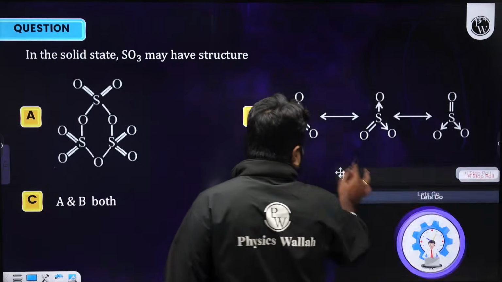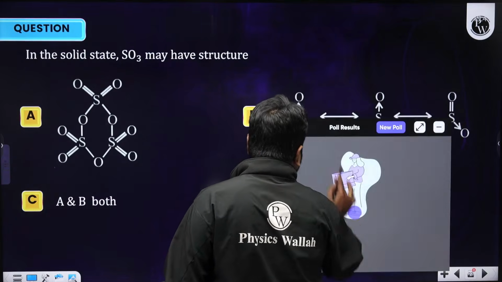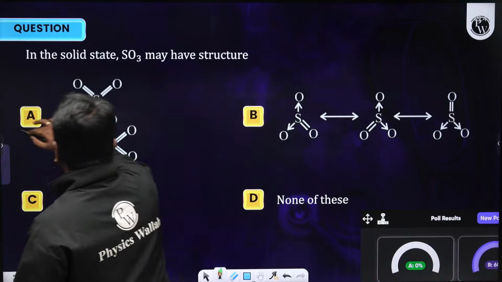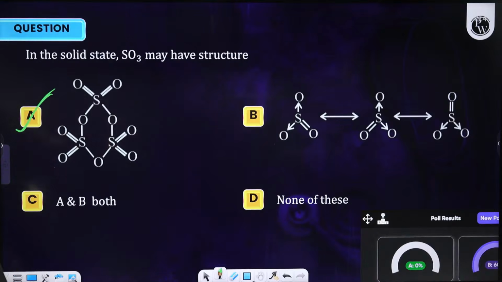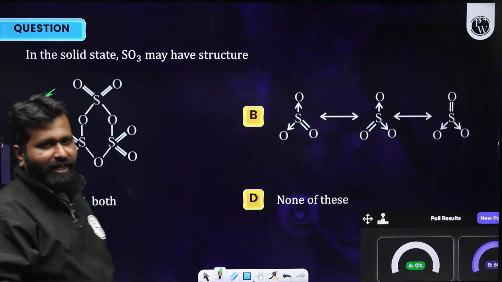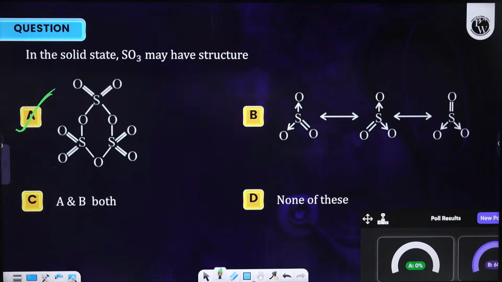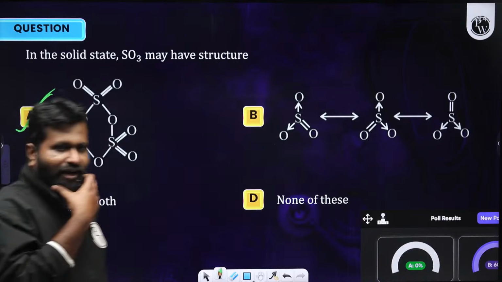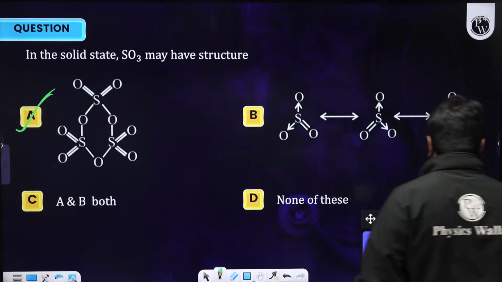No. The correct answer is, from now onwards, remember, option A. A very simple question from the NEET examination that will make us wrong. So the correct answer is option A. It will exist as a linear chain or cyclic trimer. Next question.